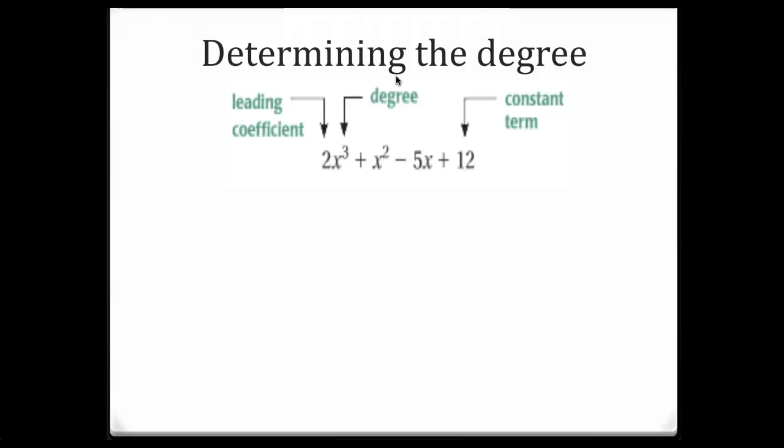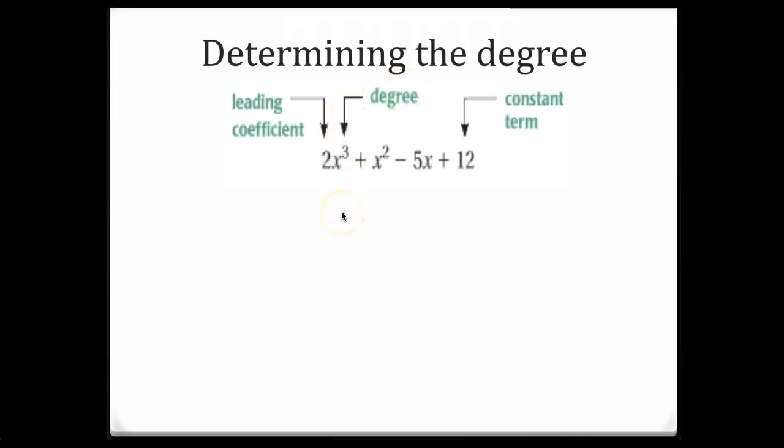I'm going to throw some more vocabulary at you. Leading coefficient is the coefficient that's out front. Remember, coefficients are held by multiplication. So 2, 1, and negative 5 are coefficients. The constant is the 12. The leading one is 2 because it's the one that is stuck to the variable with the highest exponent. And the variable with the highest exponent determines the degree. The degree of this function is 3.